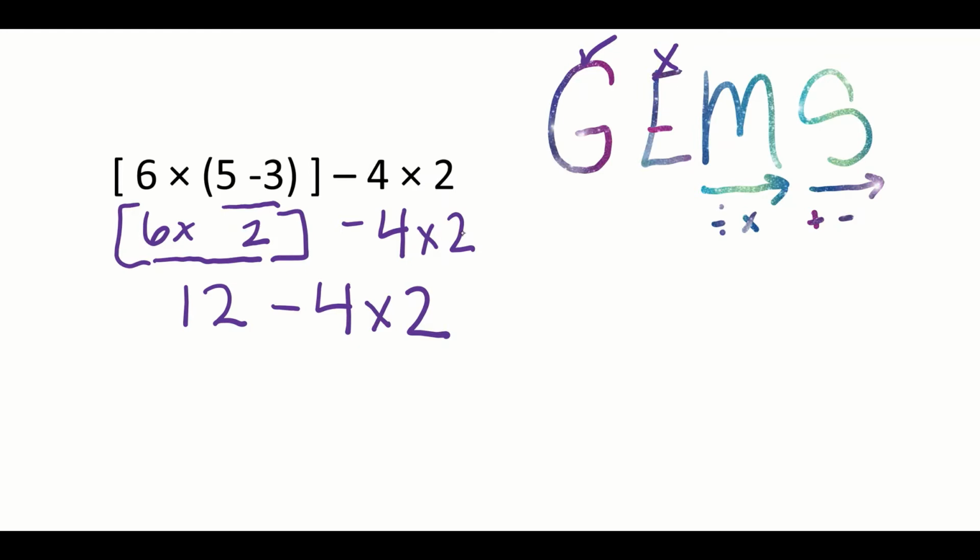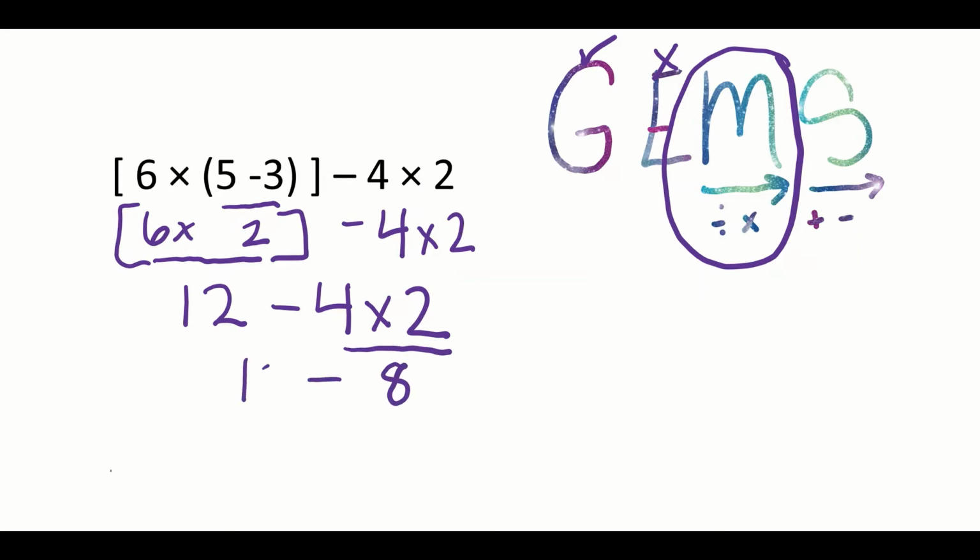There's no exponents. So now I'm looking for multiplication and division, looking left to right. Starting on the left, multiplication and division, look out, here we come. Nope, ignoring you. Alright, 4 times 2 is 8. Bringing everything else down. And then I can simplify to get my final answer.